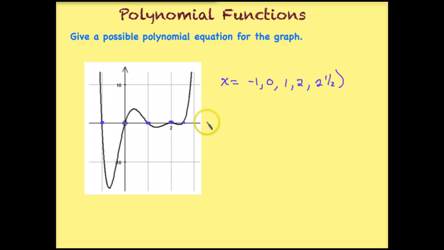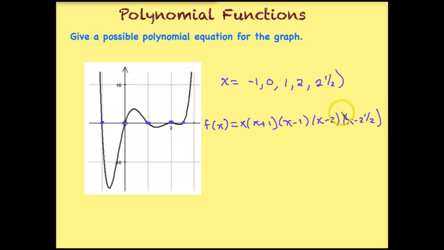Now we can make factors out of these, so we can start to build our function, and we can say that this is x plus 1. This 0 means that we just have an x, right? This is x plus 0 or just x. Then we have one at x minus 1, x minus 2, and x minus 2.5.